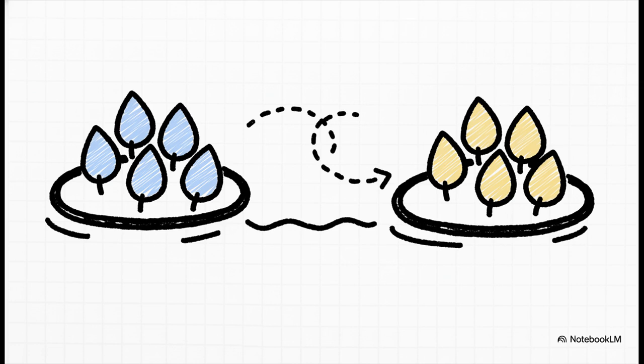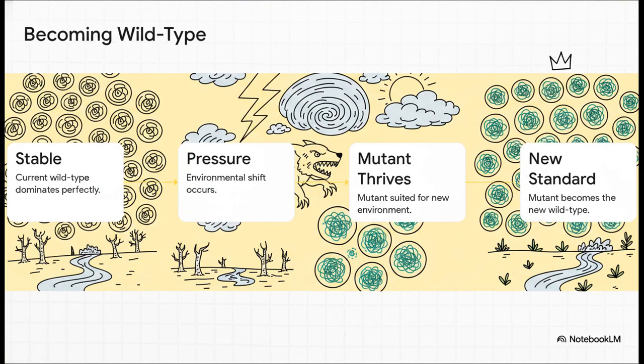Because species cover such huge geographic ranges, what's considered a wild type can actually vary slightly between different isolated populations. Plus, biology is so resourceful that you can have multiple, entirely different DNA variations that surprisingly produce the exact same physical trait. So, how does a baseline actually change across a population over time?